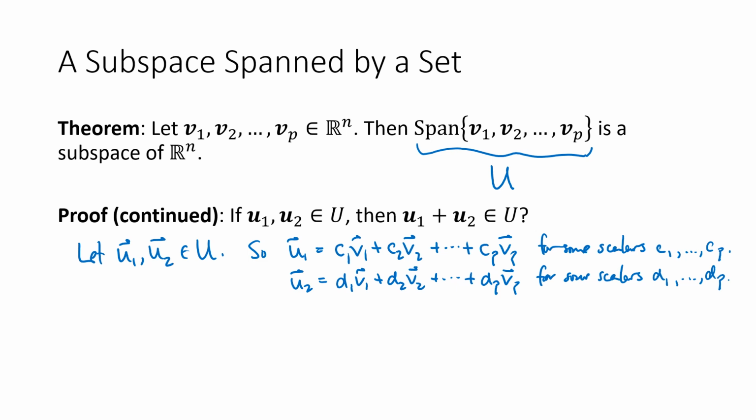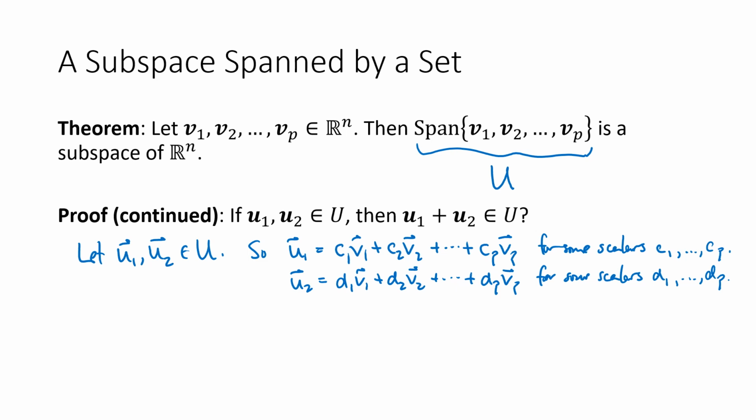Okay, so that's what I get out of knowing that U1 and U2 are in capital U. So what do I do now? Well, now I work towards the conclusion. So again, this is going to be the next step. First step is to say let U1 and U2 be in capital U. Second step is to use the definition of capital U to figure out what that tells you. Next step is to start working towards your conclusion.